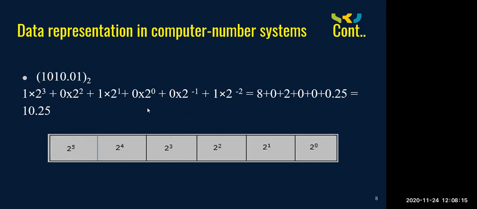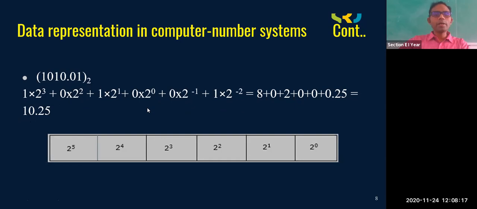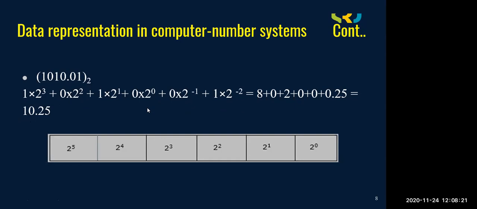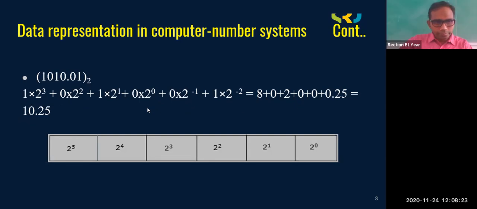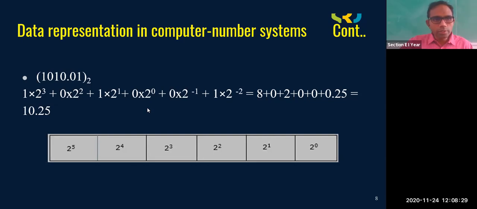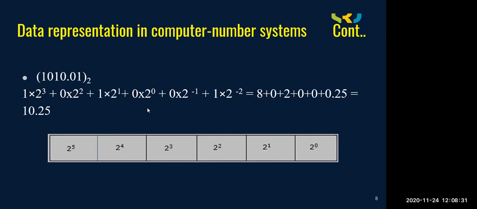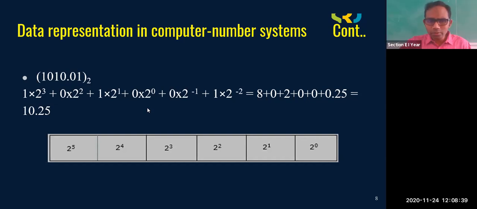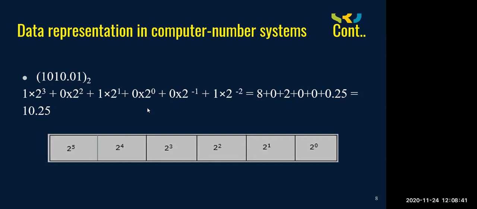Then plus 2 to the power of 1, which is 2. 2 into 1? 2. Plus 2 square, which is 4, into 0? 0. Plus 2 cube, which is 8, into 1? 8. What is 8 plus 2 plus 0? 10. So here you are going to get the result as 10.